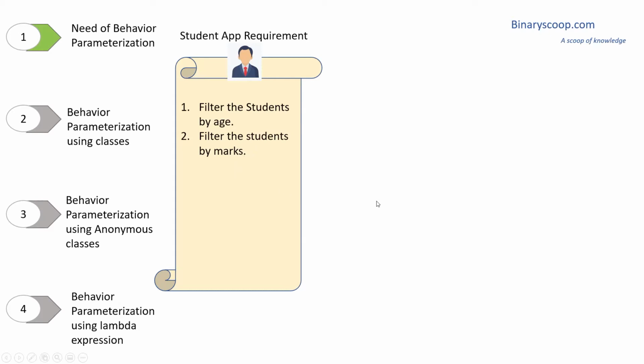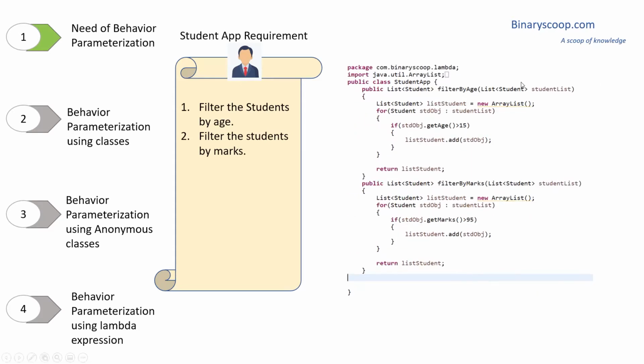At the end of the day, you come up with your design with nice code and create two methods: filter by age, filter by marks. Filter by age filters out the students based upon age criteria. Here age criteria is those students whose age is more than 15, and marks criteria is those students whose marks are greater than 95, and return that list. Your code is working fine, your boss is happy, your client is happy.